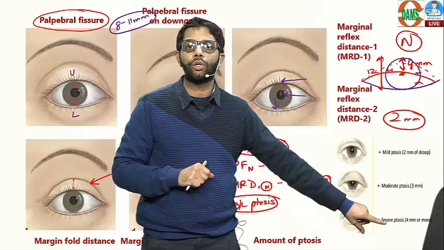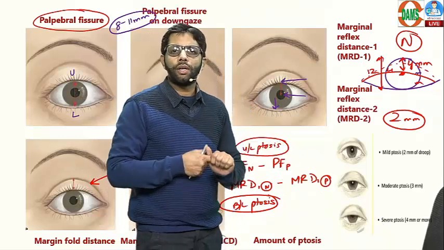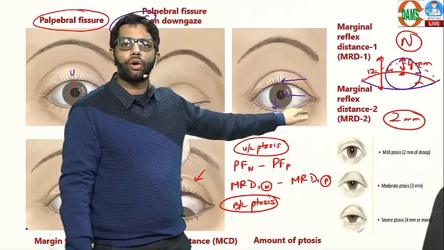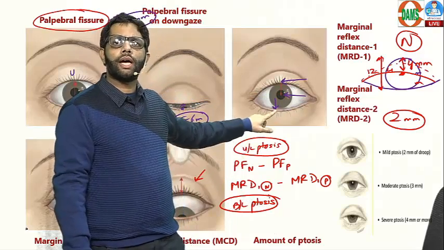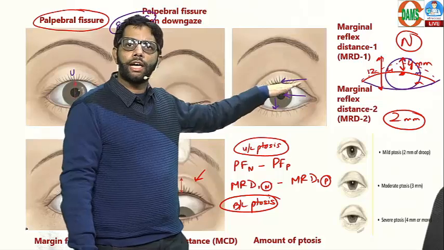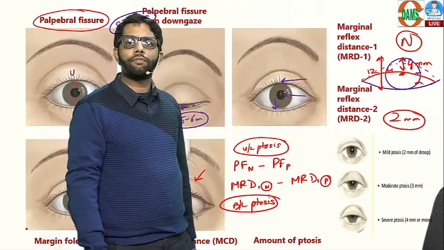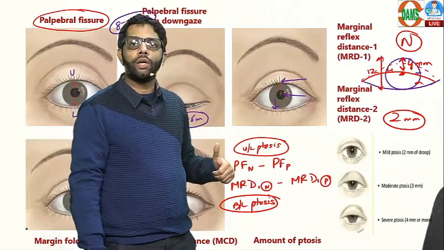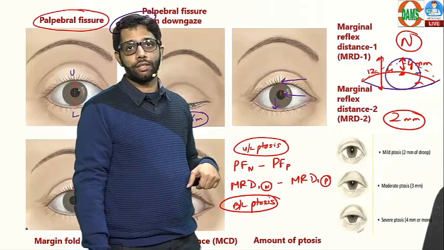will be severe ptosis. Now you will ask, sir, if the patient has severe ptosis, for example 7 millimeters is covering the cornea, how will you calculate the MRD1 in this case? Because the eyelid will be at a lower level than the corneal reflex. Yes. So the MRD1 will be negative in such a case.